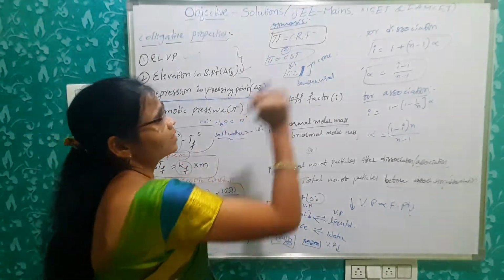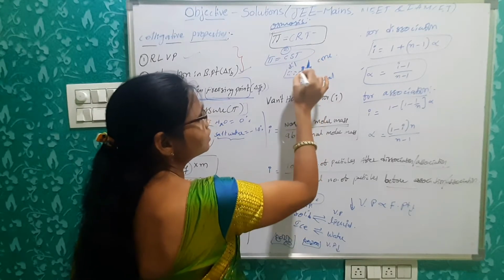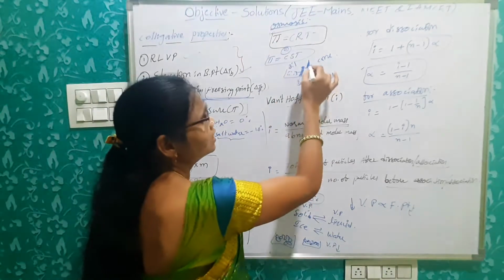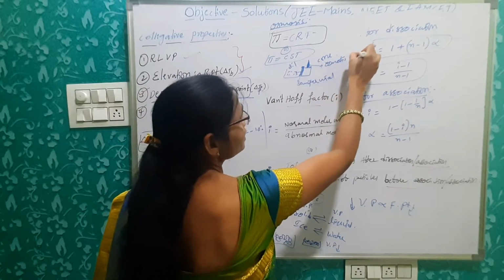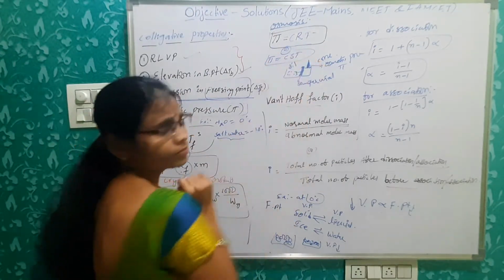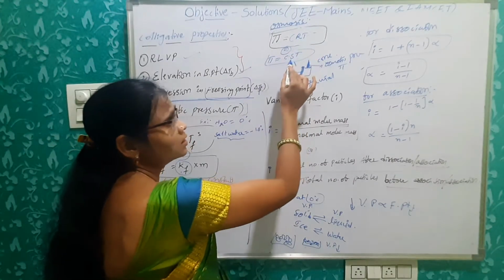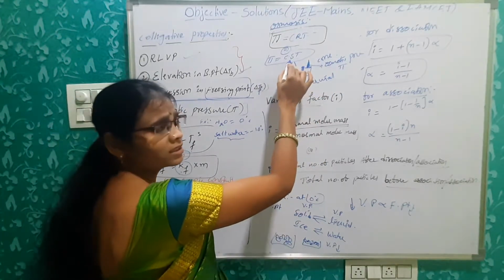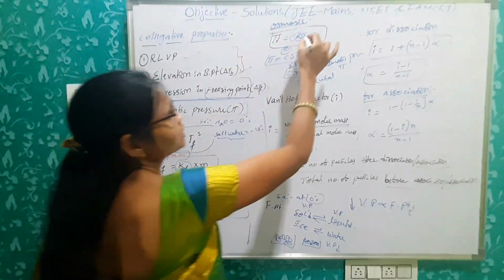The pressure applied on the more concentrated solution to stop the inflow of solvent molecules from the dilute solution to the concentrated solution is simply called osmotic pressure, denoted pi. So pi equals CRT, or pi equals CST. Instead of R we can write S, the solution constant, but the solution constant has the same value as the gas constant. So simply you can take pi equals CRT.